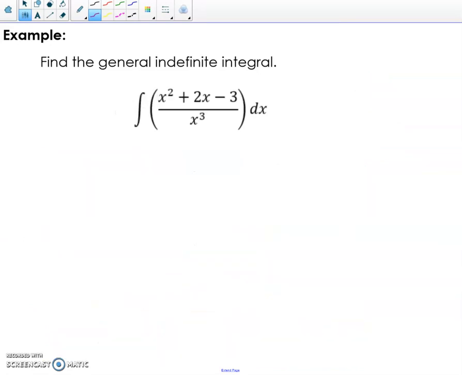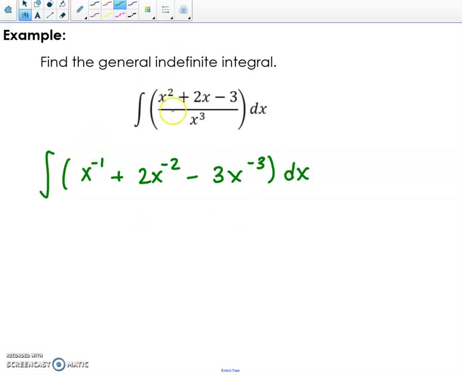Okay. So here again we have an indefinite integral, so we're just going to find the antiderivative. Because everything is divided by x cubed, we're going to go ahead and divide everything by x cubed. So this is going to give us x to the negative 1 plus 2x to the negative 2 minus 3x to the negative 3.